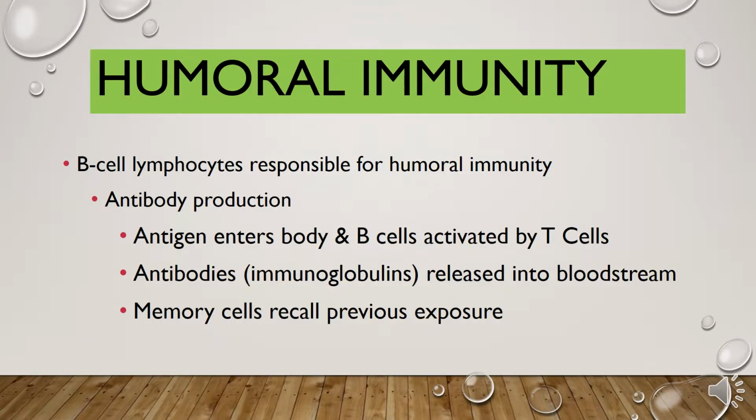So humoral immunity, this is mentioned in your book in Burke on page 238. B cell lymphocytes are responsible for antibody-mediated or humoral immunity. When antigen enters the body, the T cells activate the B cells. They differentiate into plasma cells and memory cells. Plasma cells are what provide the actual antibodies or immunoglobulins that are released into the bloodstream.